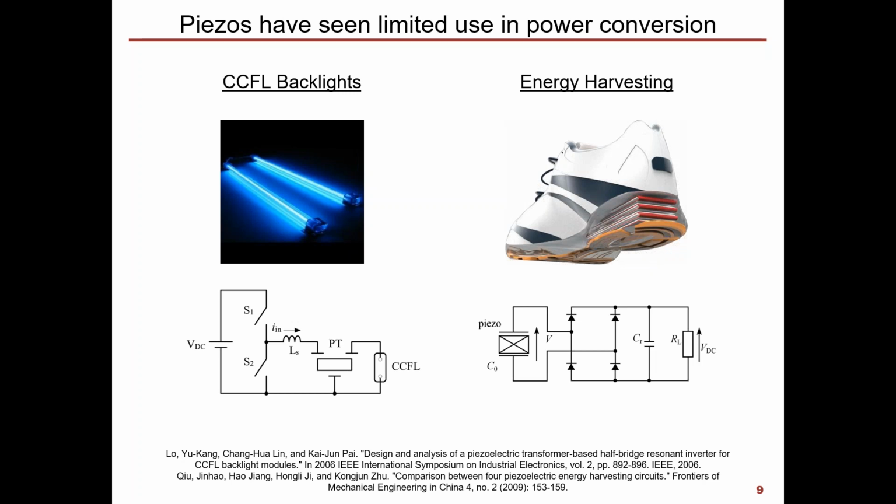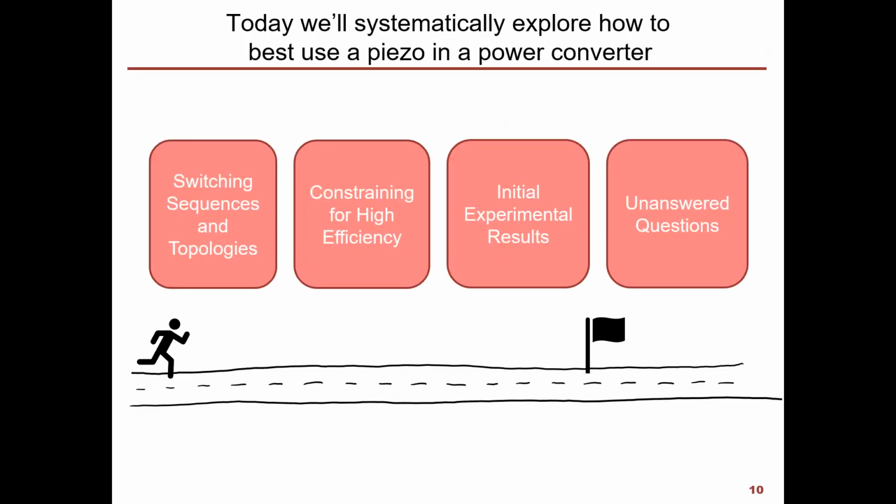And many attempts to use them in research without magnetics have shown pretty limited performance. But that being said, the best ways to use a piezo in a power converter are yet to be explored, much less the full realm of possible ways. So that's the exact question we're going to poke at today. How can we best use a piezo in a power converter?